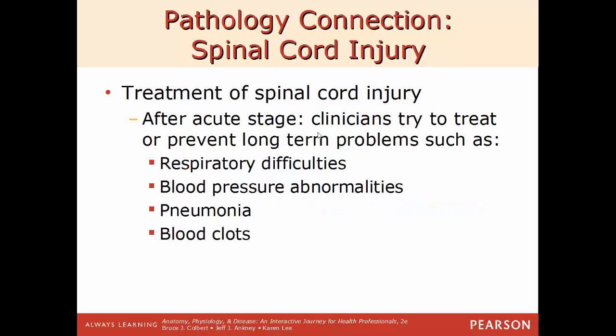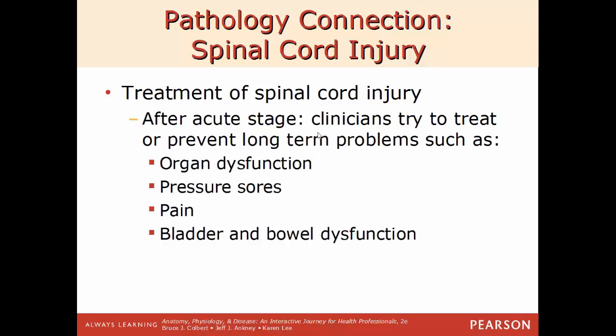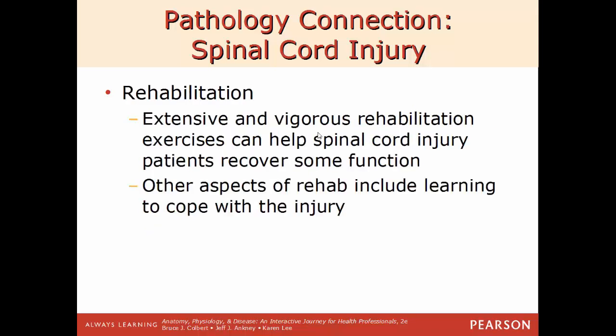After this acute stage, clinicians will try to treat or prevent any long-term problems, such as respiratory difficulties, abnormalities with blood pressure, pneumonia, blood clots, organ dysfunction, pressure sores, pain in general, and also bladder and bowel dysfunction. Now, in some cases, extensive and vigorous rehab exercises can help spinal cord injury patients recover some function. Other aspects of rehab include the patient learning to cope with living with the injury.